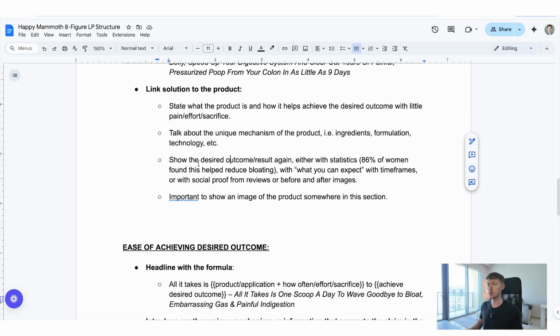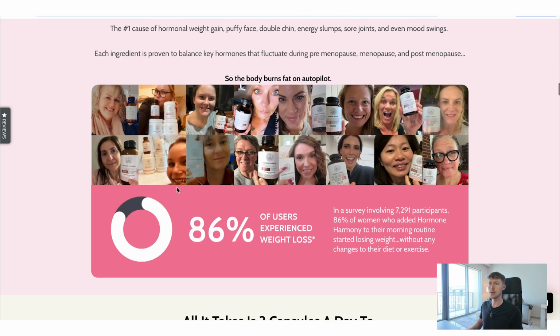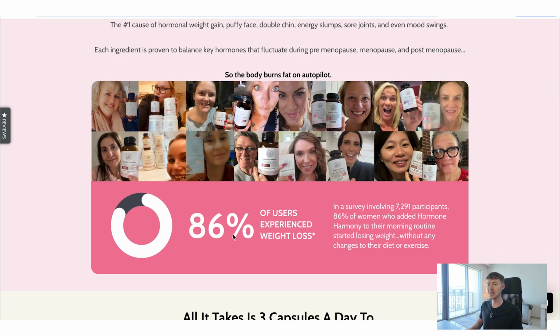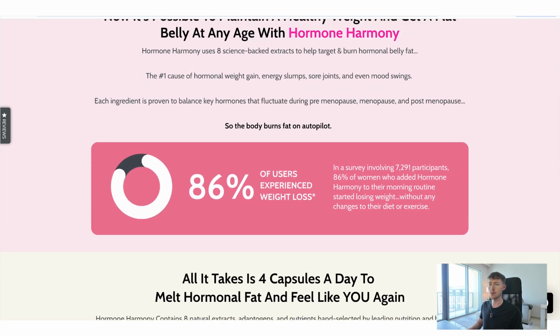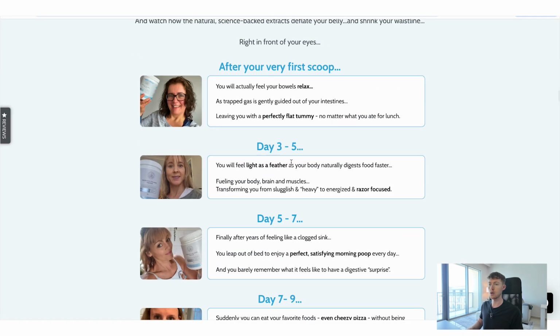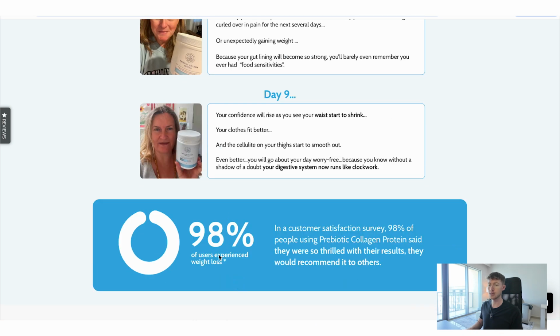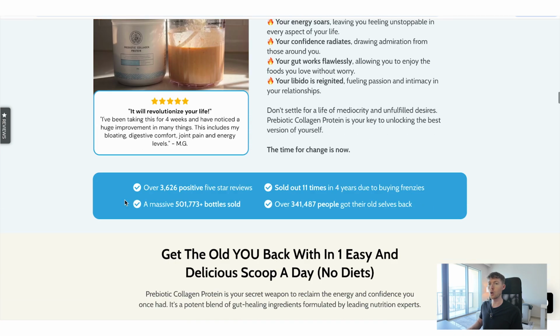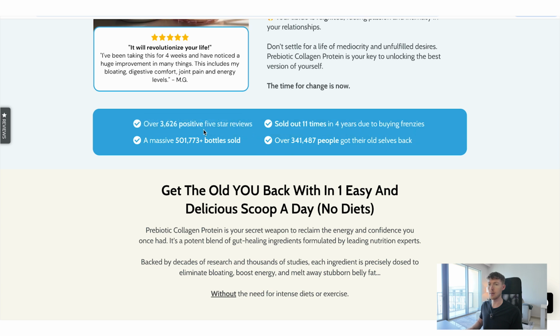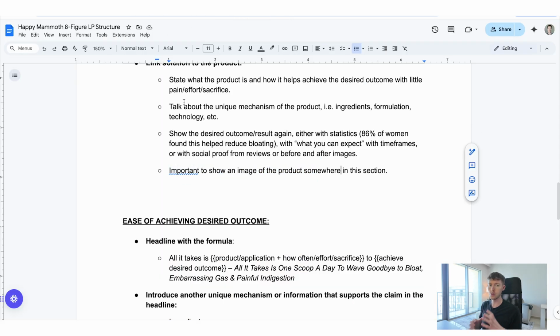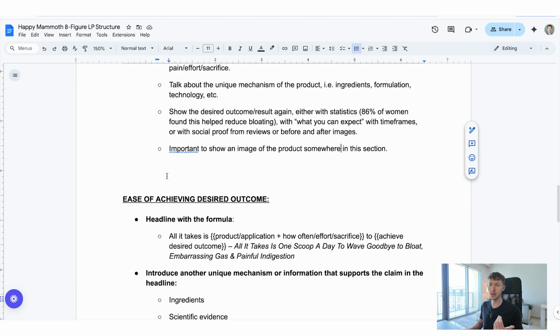Either with statistics, like 86% of women found this helpful to reduce bloating, with what you can expect with timeframes, or with social proof from reviews or before and after images. Here is social proof of a lot of women holding the product, and it says 86% of users experience weight loss. This is just a way to show the desired outcome. Again, a very similar thing. This is what you can experience from day 1 all the way through to day 9, 98% of users experience weight loss. And then same thing here, or we just have social proof, as I mentioned, right? Just how many we've sold, the amount of people that have experienced the solution. Just other examples of what we can do. It's important to show an image of the product somewhere in this section, right? In those examples, we saw either the image of the product or even people with the product.